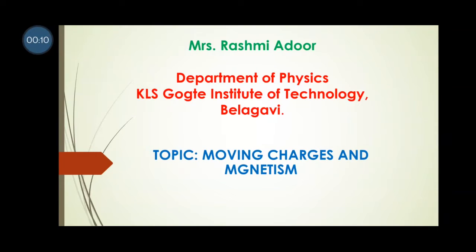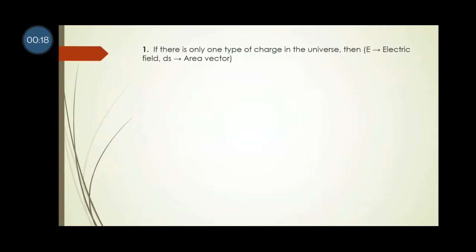Today I will be discussing some CET questions and their solutions on topic moving charges and magnetism. Let me start with the first question. If there is only one type of charge in the universe, then what happens? Let us consider capital E indicates the electric field and ds indicates the area vector.